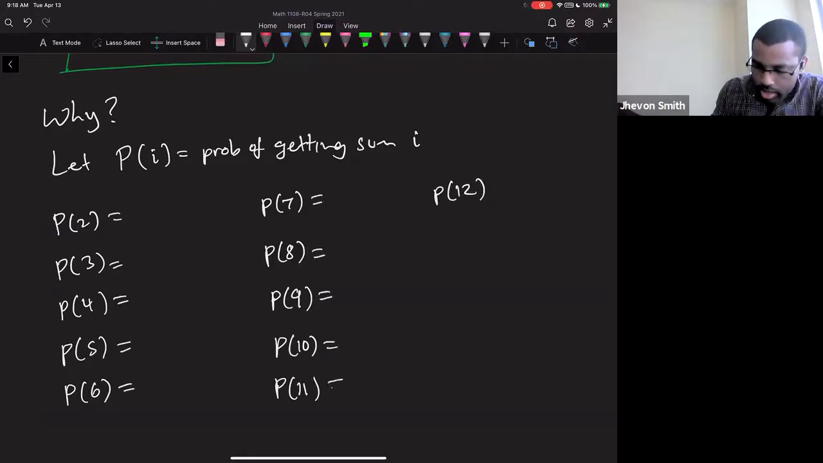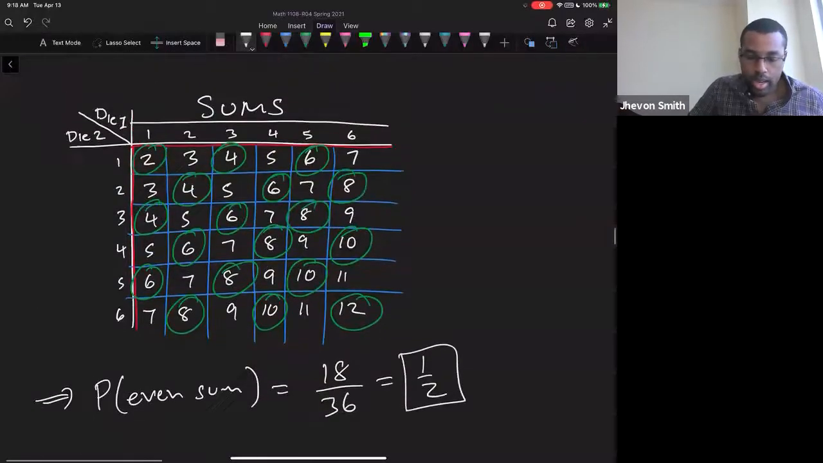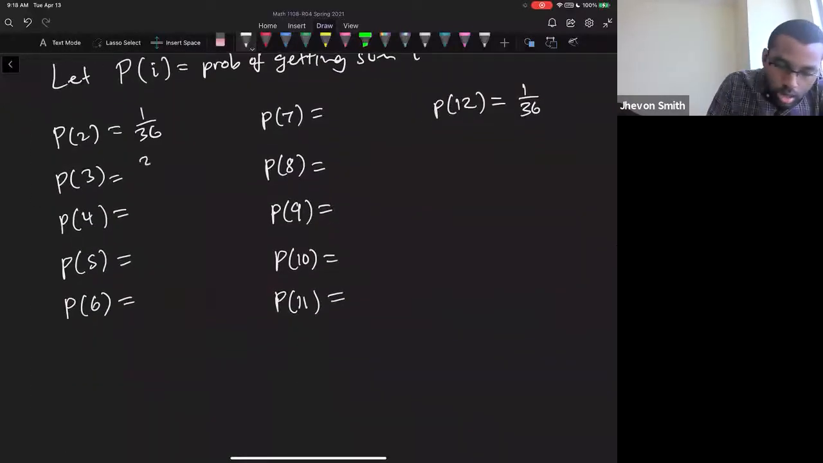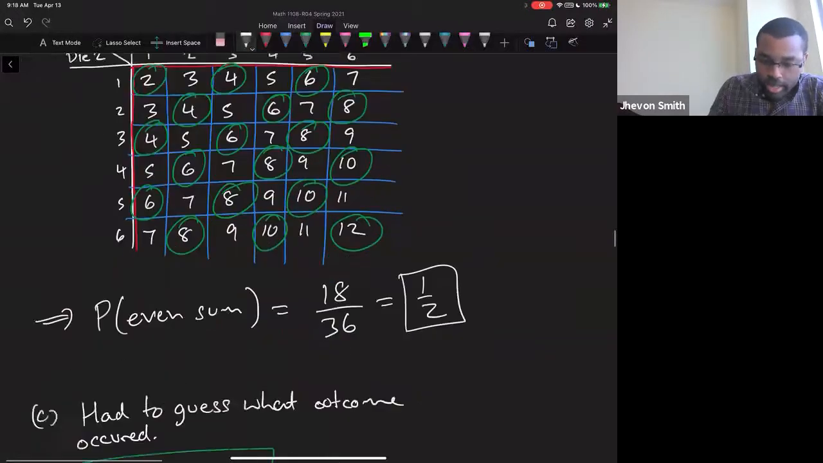And I'm really just writing this all out, but you can see there's only one way to get a 2. There's also only one way to get a 12. Either you get 2 1s or 2 6s. If you look at the 3s, there are 2 ways to get 3. There are also 2 ways to get an 11. If you look at the 4s, there are 3 ways to get a 4. There are also 3 ways to get 10.